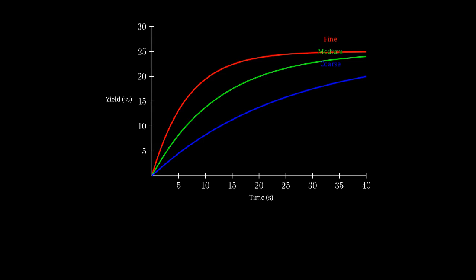Let's plot extraction yield versus time for different grind sizes to see how this works in practice. Here are the extraction curves. Fine grind in red reaches high extraction quickly. Medium grind in green is slower. Coarse grind in blue takes much longer to reach the same yield.